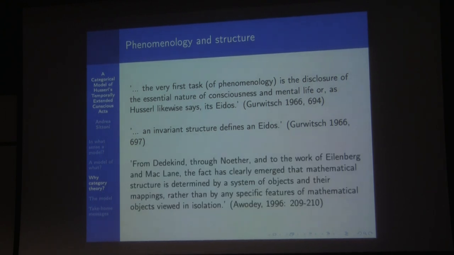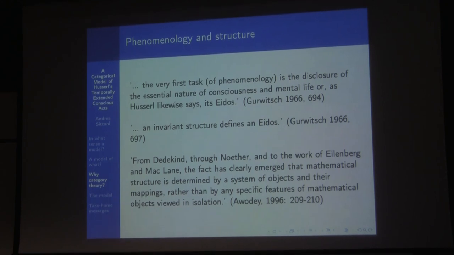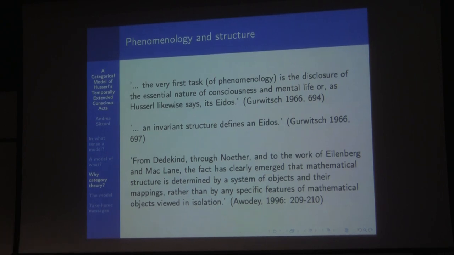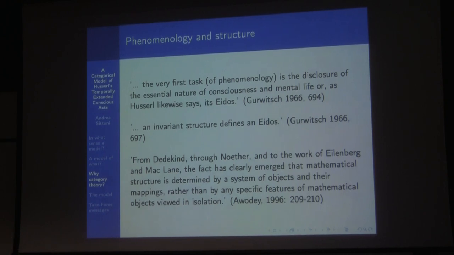And why category theory? Probably you're already massively convinced, but I really like this concise quote from a paper by Landry about structuralism in philosophy and mathematics: from Dedekind through Noether and the work of Eilenberg and MacLane, the fact has clearly emerged that mathematical structure is determined by a system of objects and their mappings, rather than by any specific features of mathematical objects viewed in isolation.